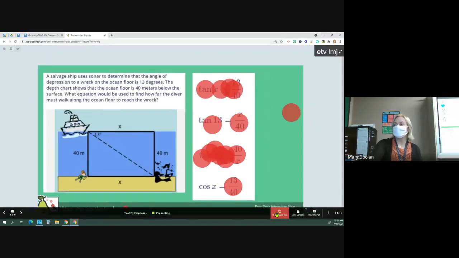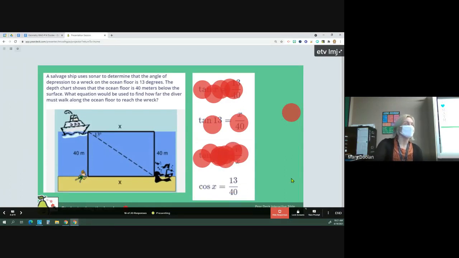All right, let's see what we're coming up with. All right, so it looks like definitely we're using some tangent function. We kind of mostly agree on that. Cosine is not the correct trigonometric function here.